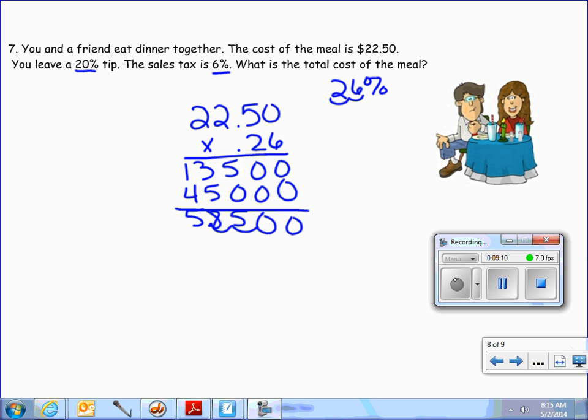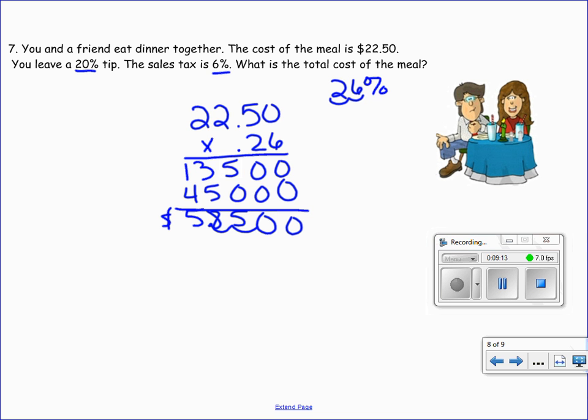So it's $5.85, and I'm going to take the $22.50, add $5.85, which is my tax and tip. The total amount I'm going to have to leave there at the restaurant will be $28.35.